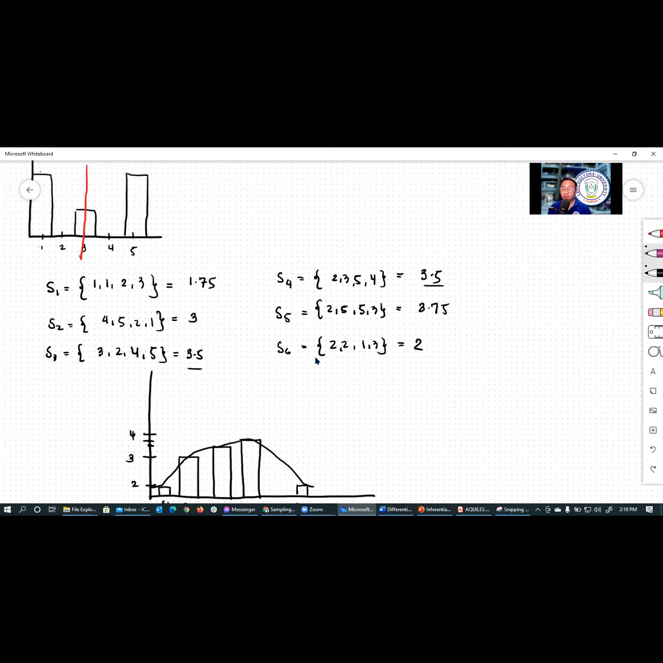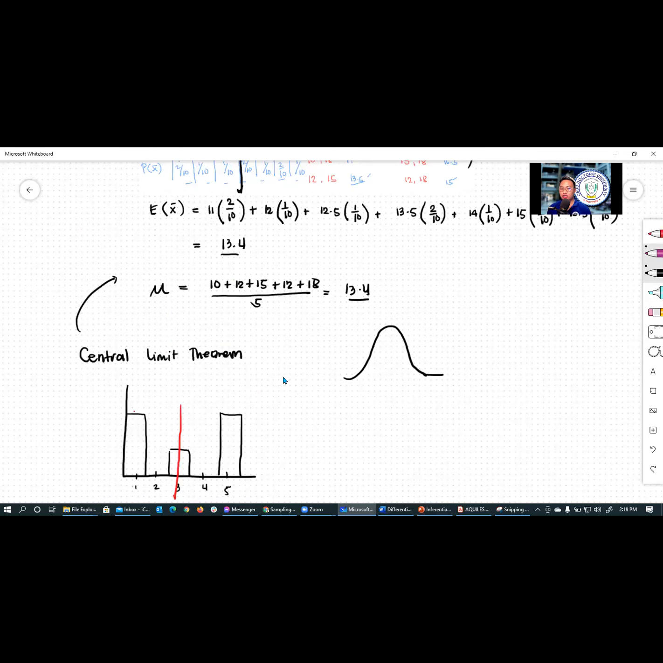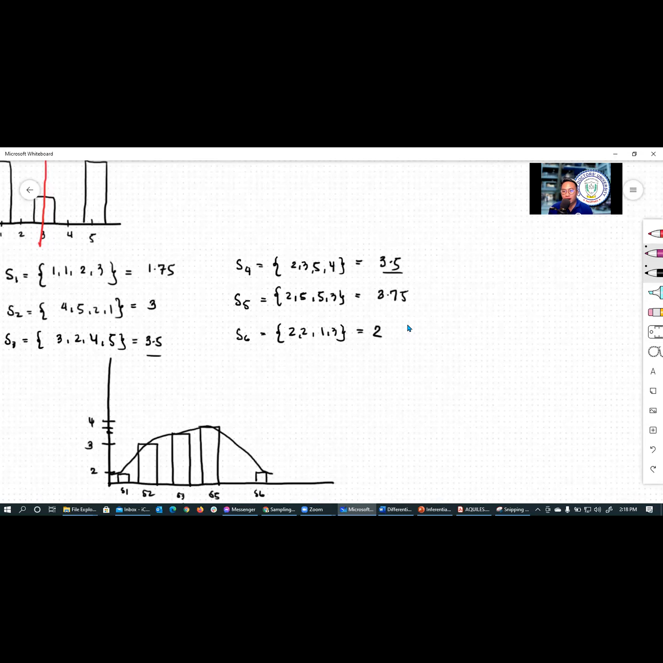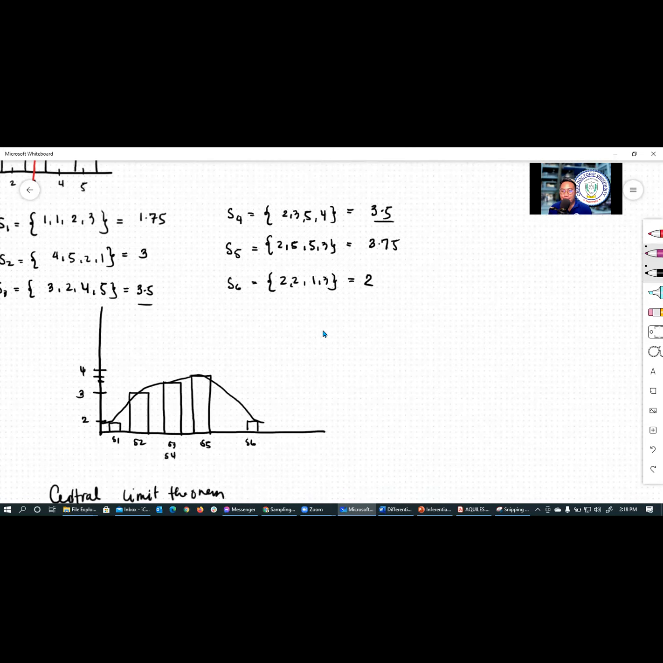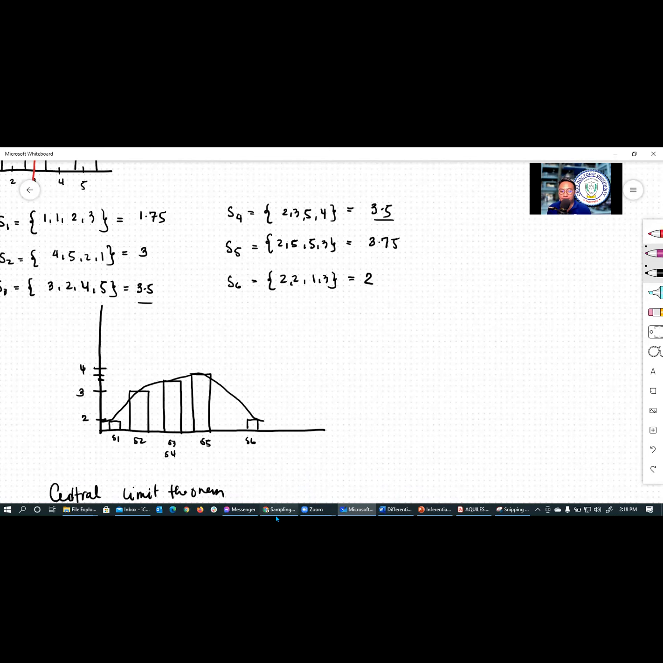What I'm going to ask from you though is to compute the mean, compute the variance, compute the standard deviation, the expected value, and so on and so forth, and to show your understanding of what's going on with the central limit theorem. That's all there is to it. Questions so far? None so far?